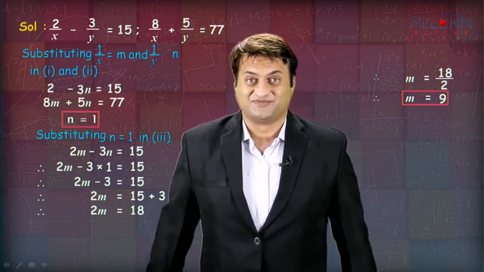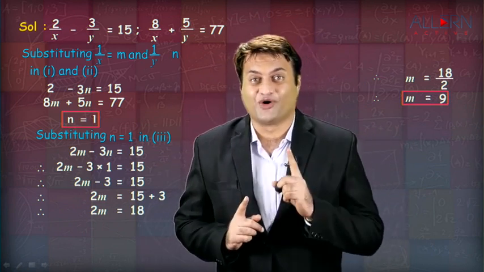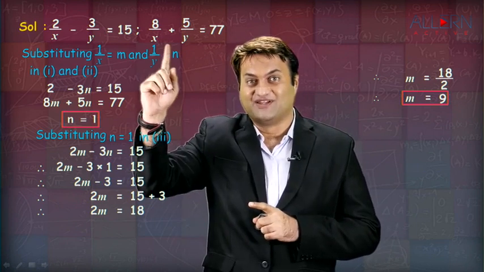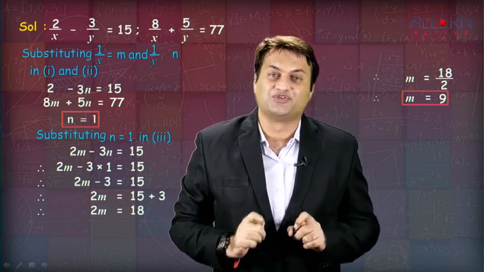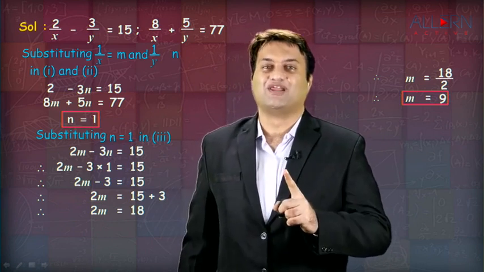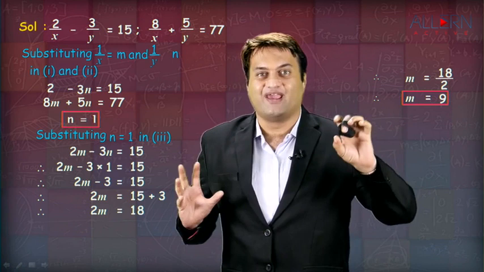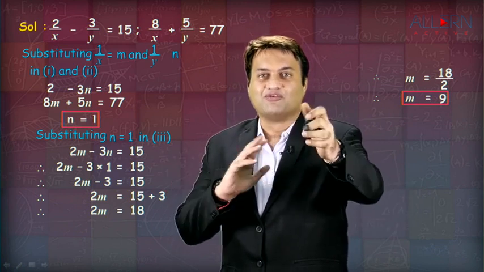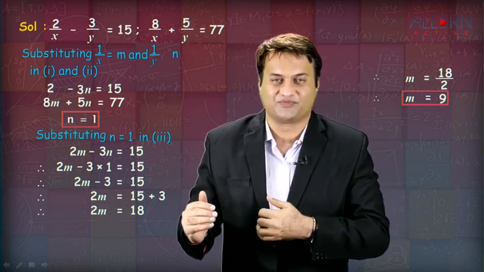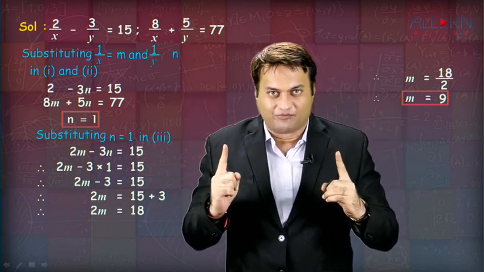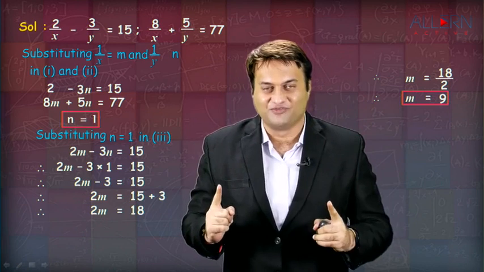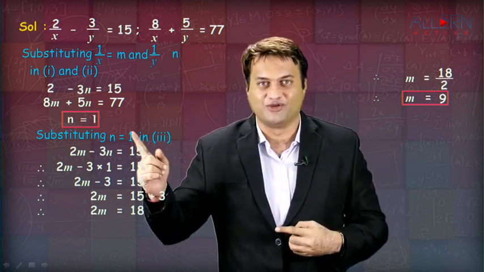not yet over. Why? Because in the question, the variables are x and y. So our ultimate aim is to find the value of x and find the value of y. M and n were used just to convert the given equations into linear. So what we did, we substituted 1 upon x as m, 1 upon y as n. We solved, we got the value of m and the value of n.